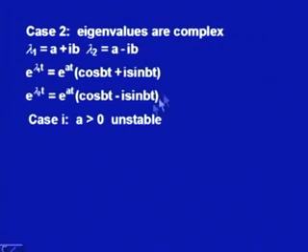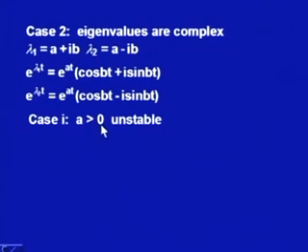Now, in this case, the solution will depend on the sign of a. The sine and cosine parts will remain bounded, because their values cannot increase beyond 1 or minus 1. So, as t tends to infinity, the solution may go to infinity or may tend to 0, depending upon whether a is positive or negative.